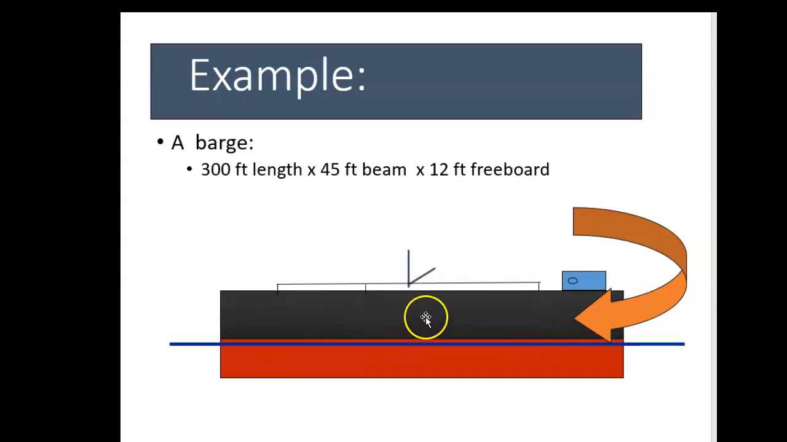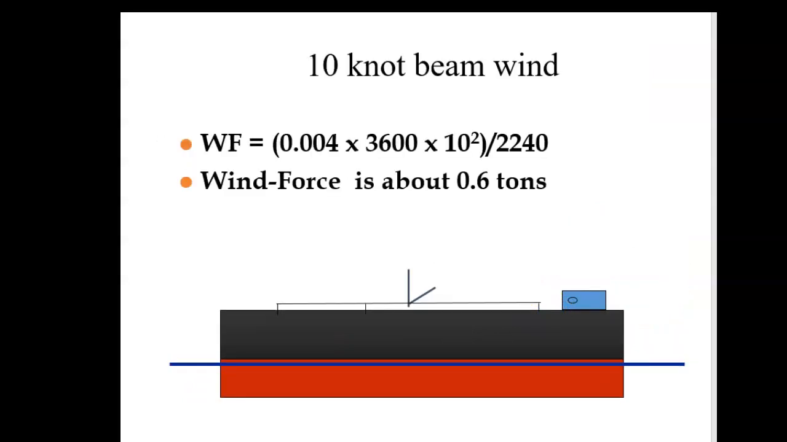Let's assume that the wind is hitting directly on the port side. That's right here. We're looking at the port side of this barge, and it's hitting directly on the port side at whatever wind speed we got. So let's give it a wind speed. Let's say we've got a 10-knot wind speed. And so I'll apply the formula, 0.004, times the square footage of the wind surface, the steel surface there. That is the length times the freeboard, and then times the wind speed squared.